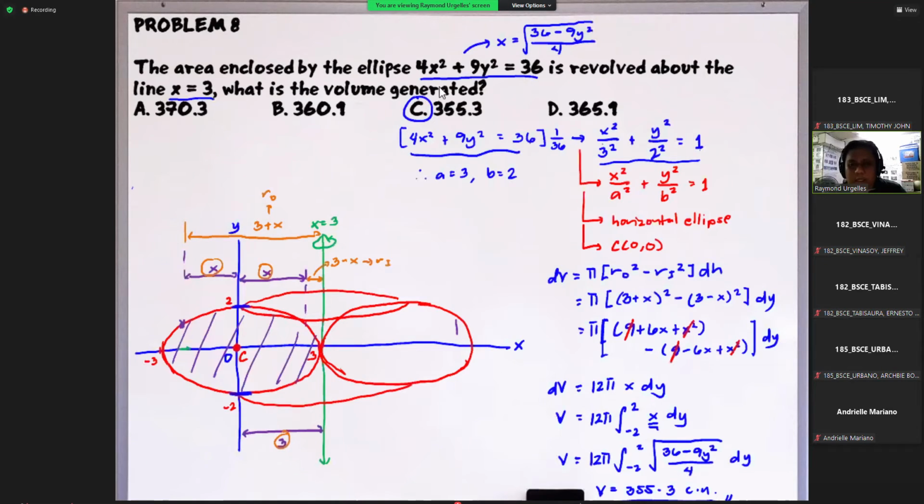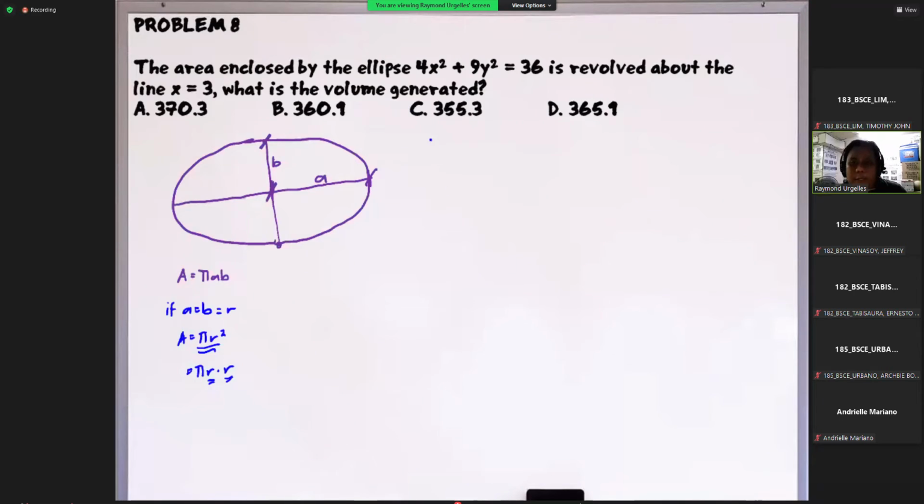So ano yung A natin? Ito, 3 units. B natin is 2 units. So therefore, okay? So therefore, yung area na gagamitin natin in this case is pi AB. So this is pi times 3 times 2. So you will get 6 pi. So again, this will be in square units. No? Okay. So lumabas na pala yung sagot sa calculator ko. So 355.3. So tama yung binigay ko sa inyong sagot.